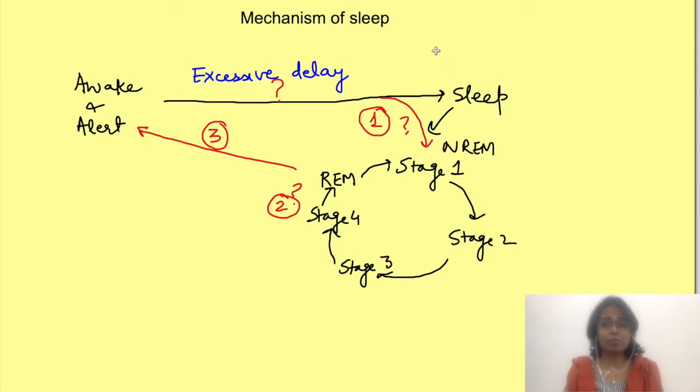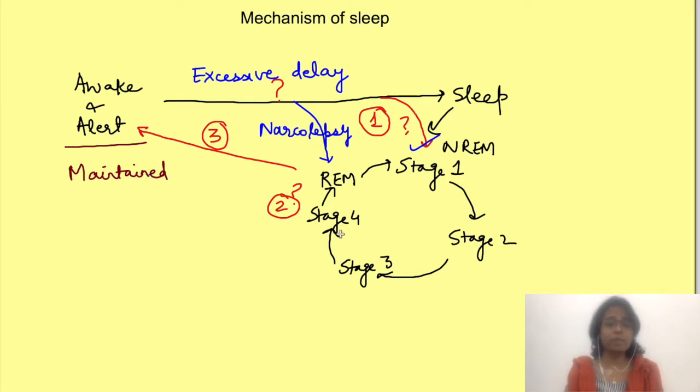Then, with the induction of sleep, you should first enter NREM sleep and not REM sleep directly. If that happens, that is also a disorder. It happens in narcolepsy. Secondly, once you enter a state, that state should be maintained for a specific duration. So once you are awake, that state should be maintained and you should not feel sleepy for a considerable amount of time in a day. That will be abnormal, isn't it? Similarly, once you sleep, that should also be maintained. It should not be that you wake up frequently in between sleep.